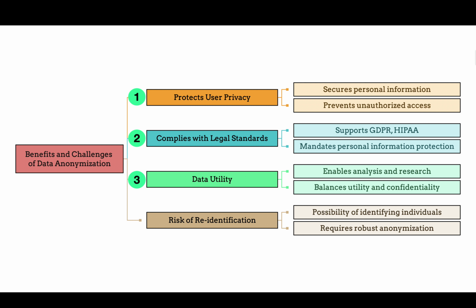3. Data utility. Anonymization allows the use of data for analysis and research while protecting privacy, maintaining a balance between data utility and confidentiality. 4. Risk of re-identification. Despite anonymization, there is a risk of re-identification if sufficient auxiliary information is available. Therefore, it's important to apply robust and comprehensive anonymization techniques.